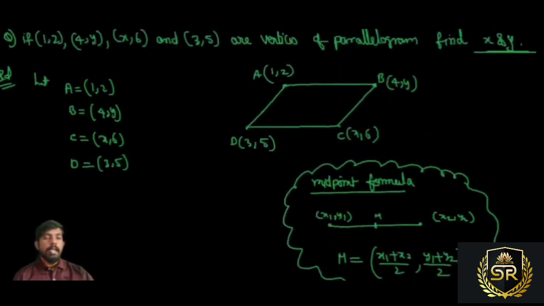Now in this parallelogram, AC is the diagonal, right? AC is the diagonal and BD is the diagonal. What is being asked? Find the x and y values. AC diagonal and BD diagonal: the AC midpoint is this and the BD midpoint is also this only, the same.